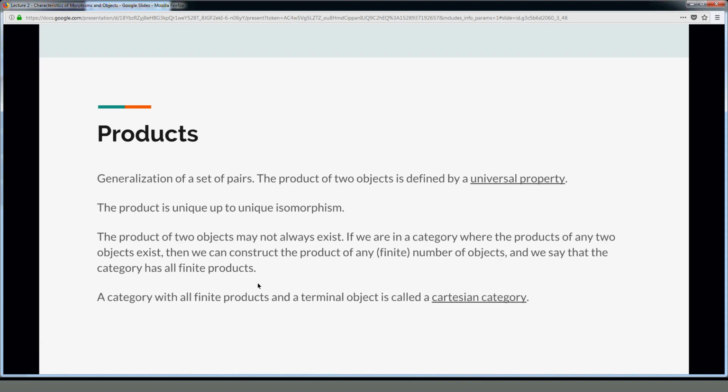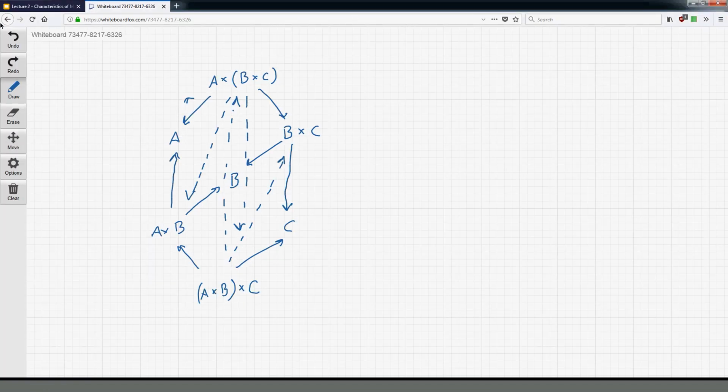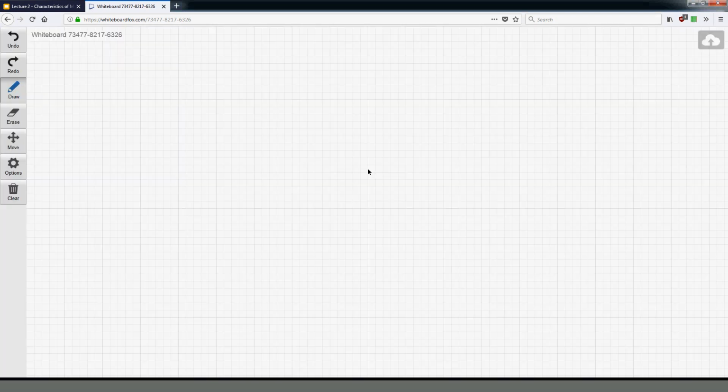Now, we're going to call a category that has all finite products and a terminal object a Cartesian category, named after the Cartesian product, which is named after the Cartesian plane, named after Descartes, right, who invented the Cartesian plane. The reason I'm including the terminal object in this definition is because I mentioned that it behaves well in a certain way. So what do you think happens if we take A times 1? You think this is going to be isomorphic to A?